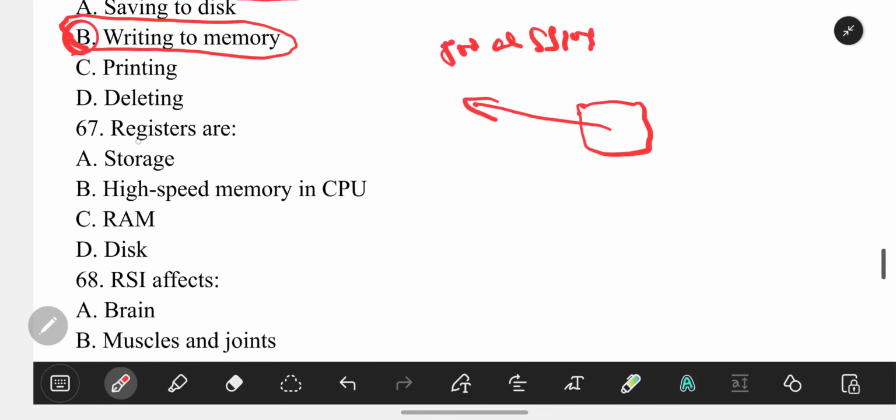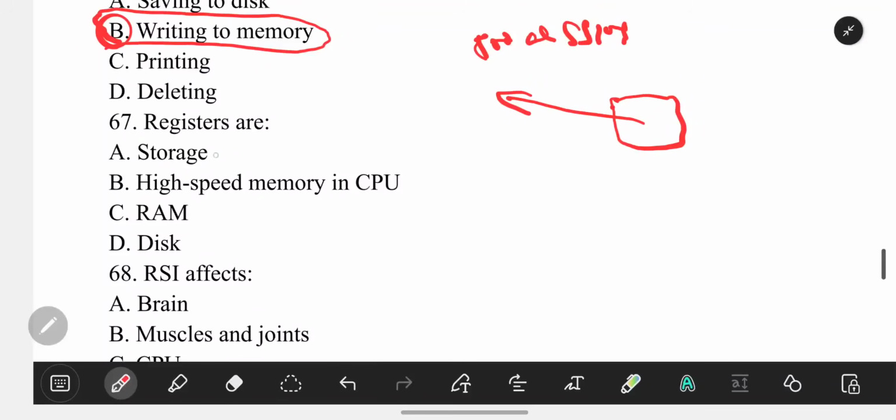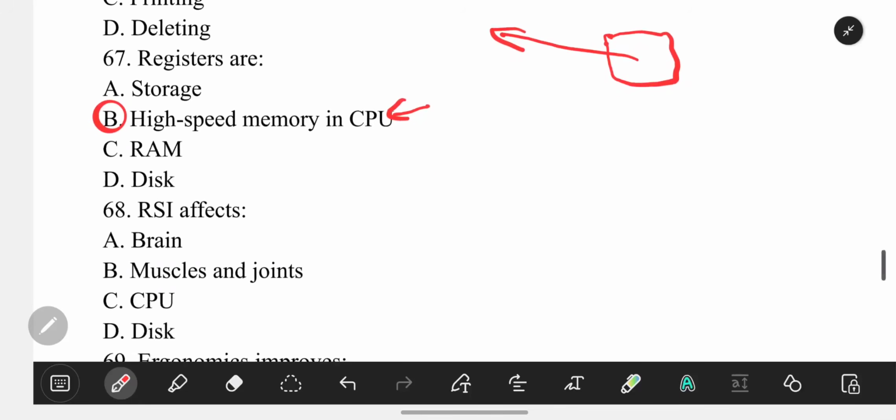Number 67, registers are just high speed memories in the CPU, so they are very, very fast. They are found within the CPU itself. So those are registers, which I explain more in another video.